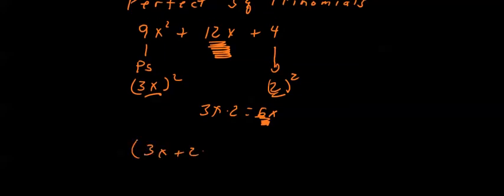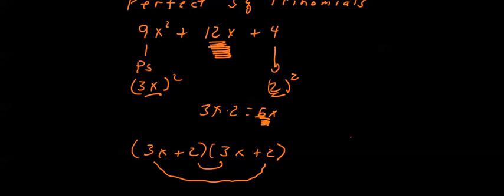And it looks like this. 3x plus 2 times 3x plus 2. 3 times 3, 9. 2 times 2 is 4. 6x and 6x is 12x. So our final answer is 3x plus 2 quantity squared. All right? If this is a perfect square, and this is a perfect square, and this is double the product of the square roots, our answer looks like this. It must be written like this, not like this. Okay? I want it like this.